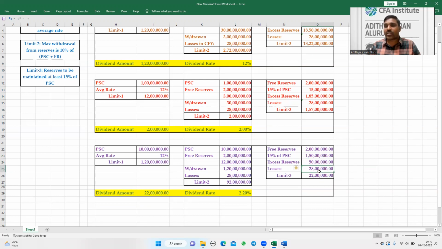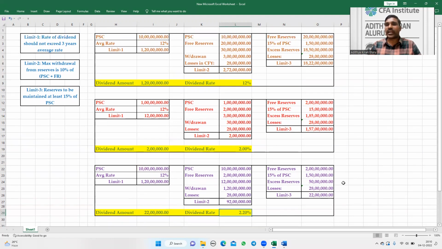Out of whatever I have withdrawn, I have to set off the losses of 28 lakhs. So the balance will be 22 lakhs. So 1 crore 20 lakhs, 92 lakhs and 22 lakhs. Whichever is lower, 22 lakhs is lower. What is my paid up share capital? 10 crores. So 22 lakhs out of 10 crores will be 2.2%.